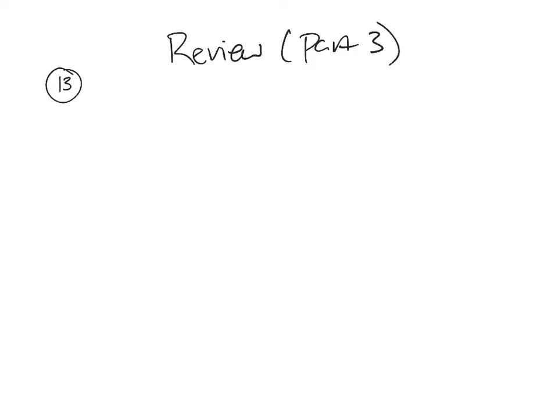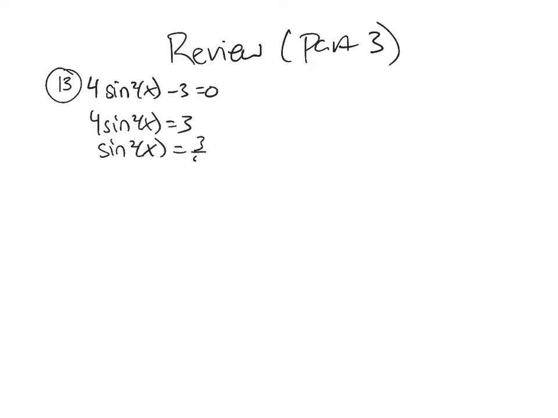Problem number 13 is 4 sine squared x minus 3 is equal to 0. Let's start solving. Let's add 3 to both sides. Divide both sides by 4. Take the square root. And while I do that, I'm going to make sure I do not forget my plus or minus. We know that the square root of 3 is just root 3, but the square root of 4 is in fact 2, so we have plus or minus square root of 3 over 2.